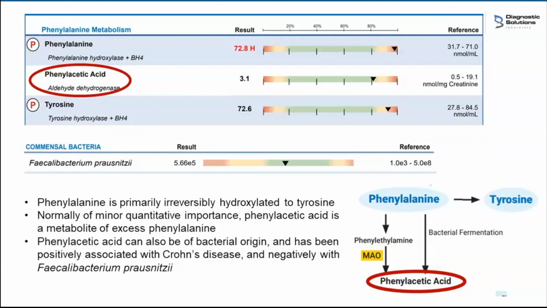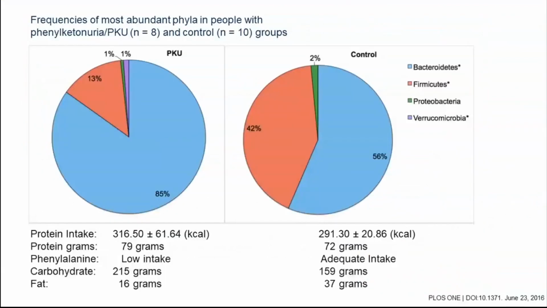If phenylacetic acid is around a long time, it can also be of bacterial origin. So it's been positively correlated when it's high with Crohn's disease, and negatively correlated with Faecalibacterium prausnitzii. So I'm looking at all these markers in a group so I can see them all together.